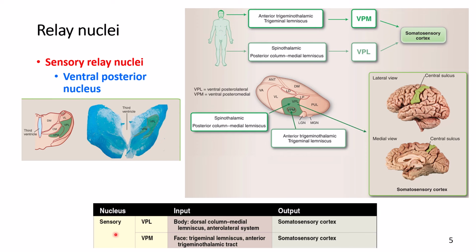So these are the sensory relay nuclei, VPL and VPM. The VPL is getting information from the dorsal column medial lemniscus and the anterolateral system. The spinothalamic tract is part of the anterolateral system, and that goes to the somatosensory cortex. And from the face, there are two different tracts, trigeminal lemniscus and anterior trigeminal thalamic tract, because different sensory stimuli are sent from the face through these two tracts, and that goes also to the same area, the somatosensory cortex.